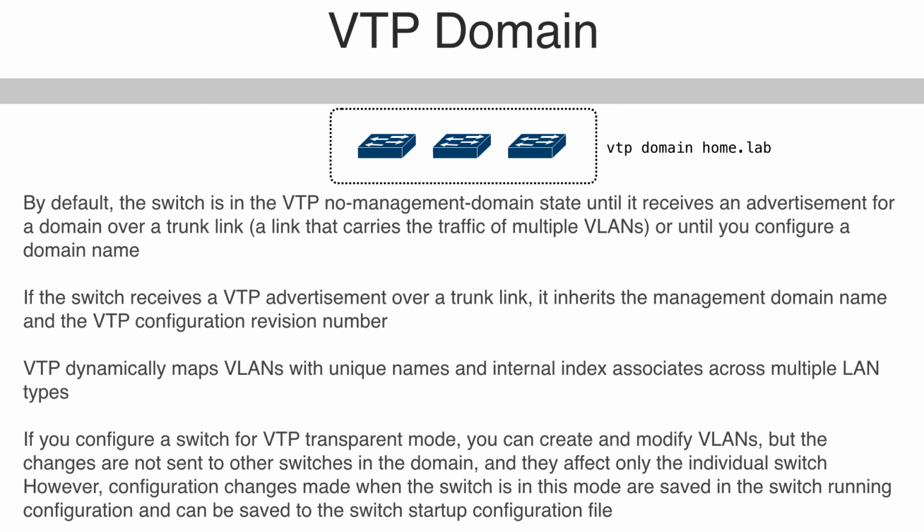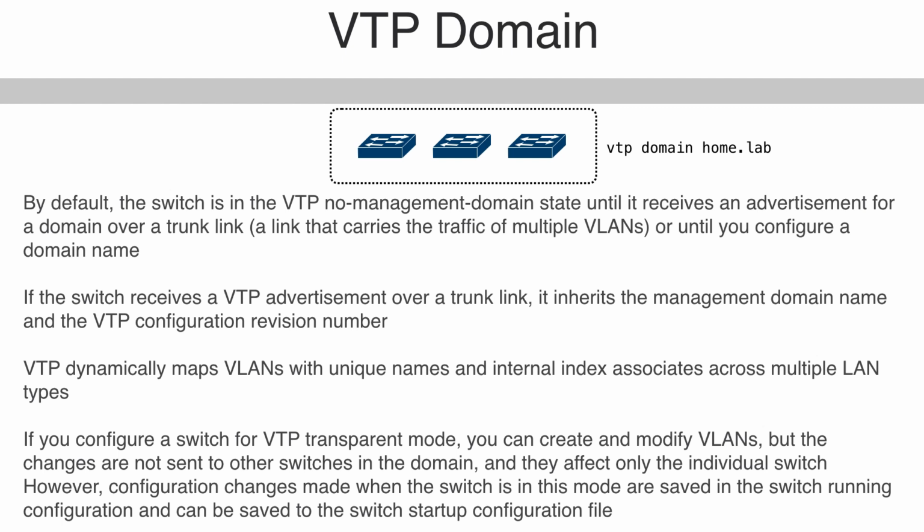If the switch receives a VTP advertisement over a trunk link, it inherits the management domain name and the VTP configuration revision number. The switch then ignores advertisements with a different domain name or an earlier configuration revision number. When you make a change to the VLAN configuration on a VTP server, the change is propagated to all switches in the VTP domain. VTP advertisements are sent over all trunk connections, including inter-switch link, ISL, and 802.1q.